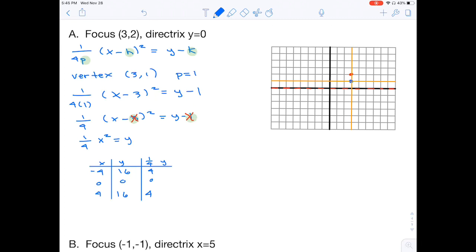So my first point is the origin, which is at 0, 0 of my new coordinate grid. That's my vertex. Then I'm going to graph negative 4, 4, and 4, 4. So negative 4, 4, and 4, 4.